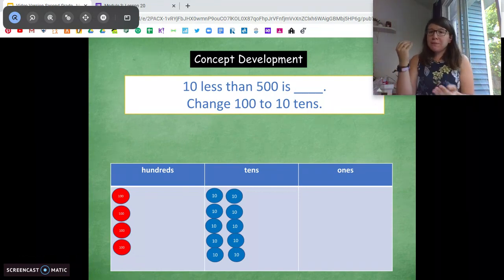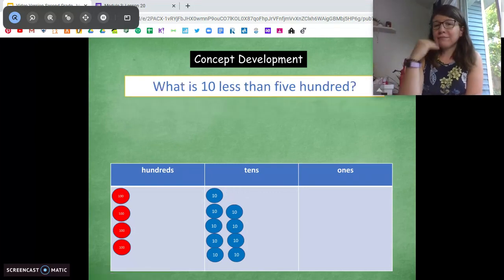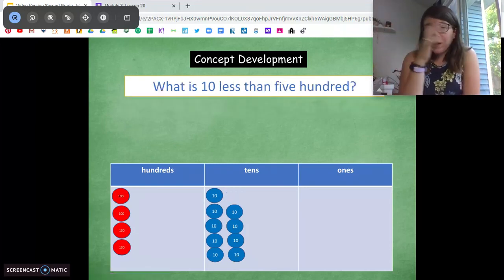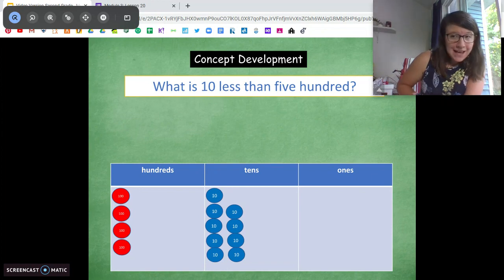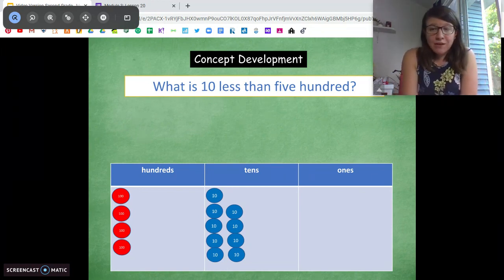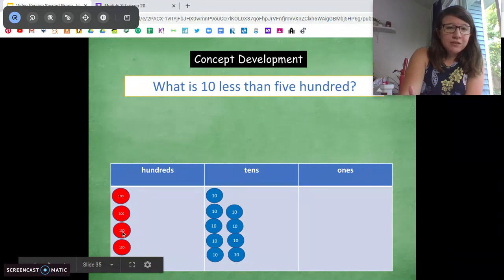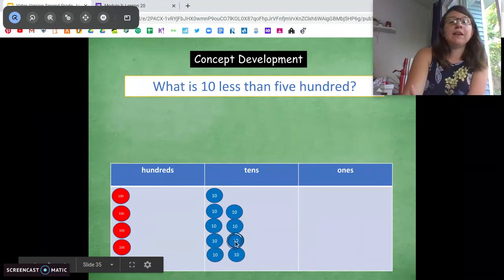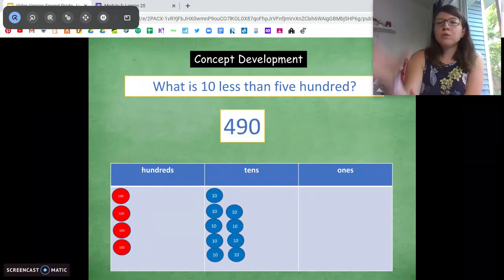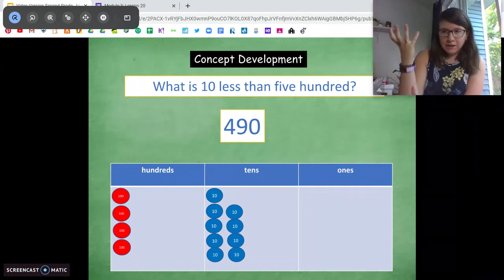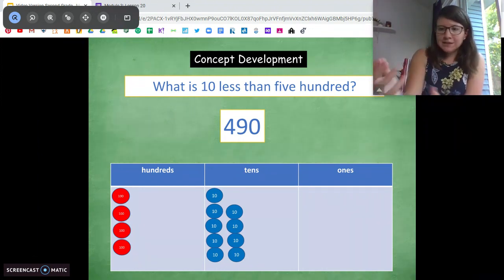So take one of those 10 pieces off. So there they go. 10 less than 500. We can easily figure that out because now we have tens. So what is 10 less than 500? Go ahead and count that. Very good. 100, 200, 300, 400, 410, 420, 430, 440, 450, 460, 470, 480, 490. So we moved those tens over, took a 10 away to figure out what 10 less was. Easy as that. Good job.